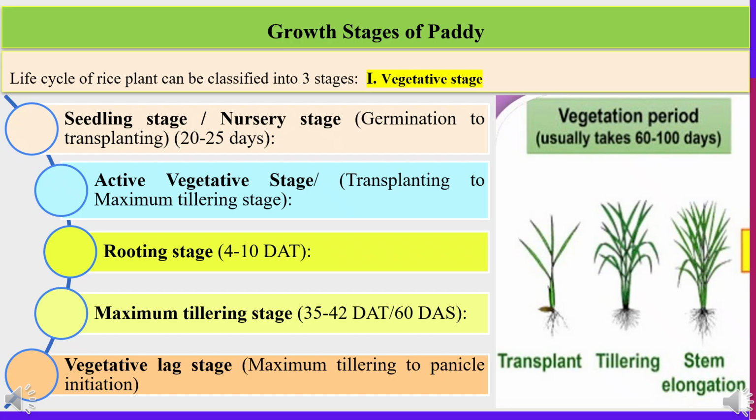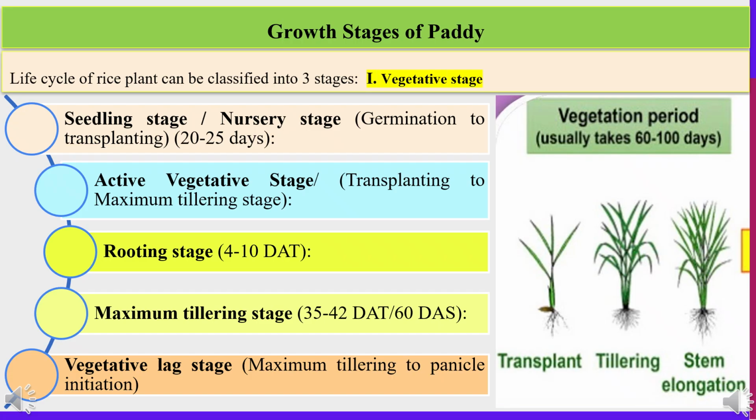Vegetative stage, from germination to panicle initiation, includes seedling establishment and active tillering, with focus on leaf and root growth. Reproductive stage, from panicle initiation to flowering, includes panicle development, booting, heading, and blooming. Ripening stage, from flowering to harvest, grains fill, mature, and change color until fully ripe for harvest.